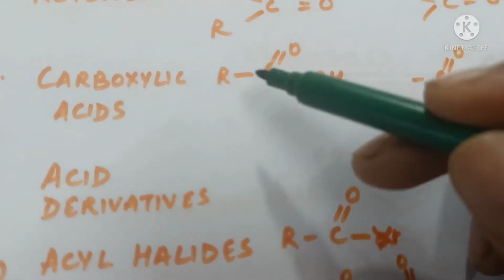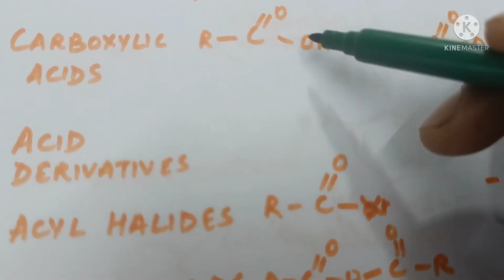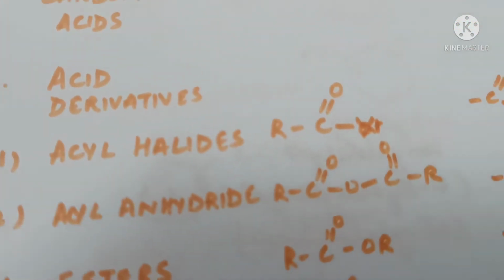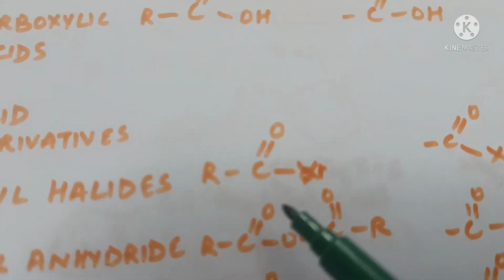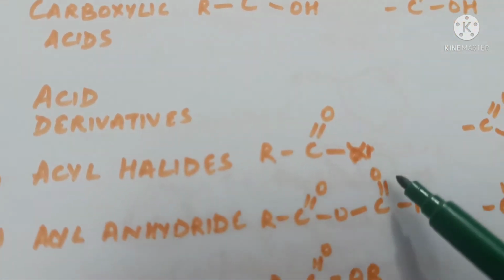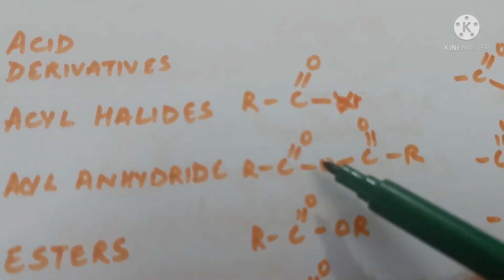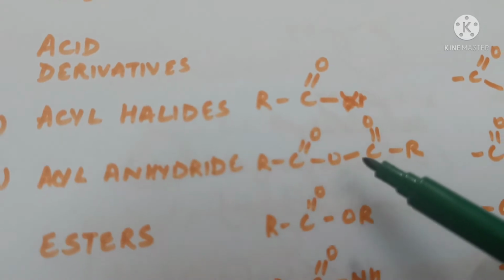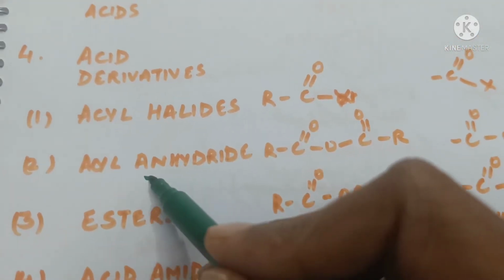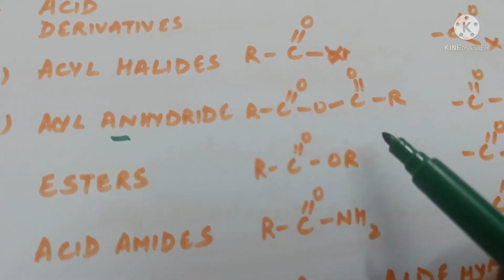Now, if this is made to react further so that the OH group is displaced by some other group, then the compounds are called acid derivatives. For example, when we replace OH with halogen, it is called acyl halide. When we replace it with another acid part, that is, two acids react, water is taken out, and an anhydride will be formed. Anhydride means minus water. So two acids minus one water will form acid anhydride.